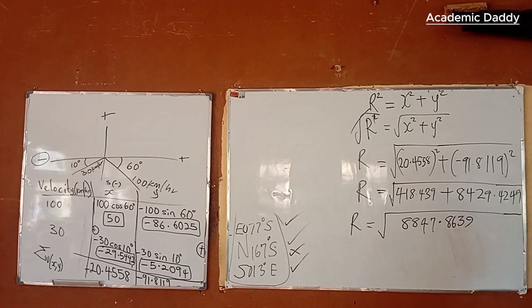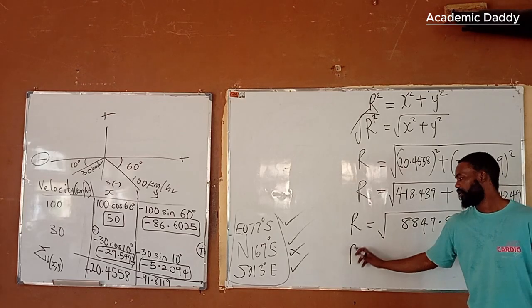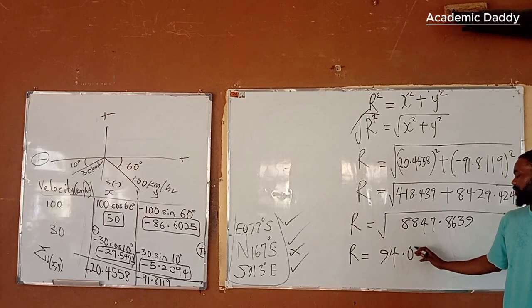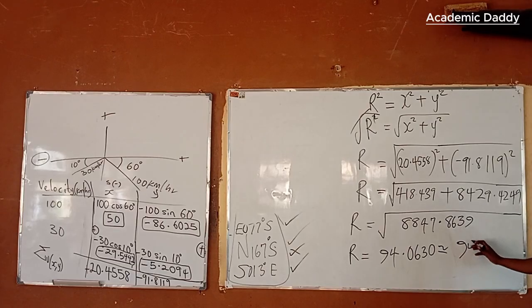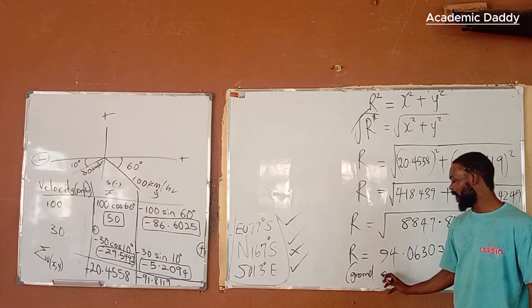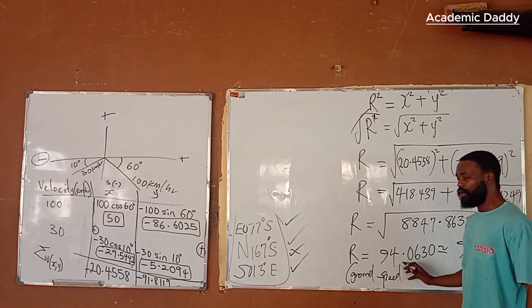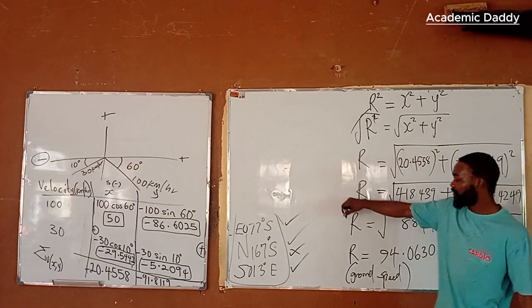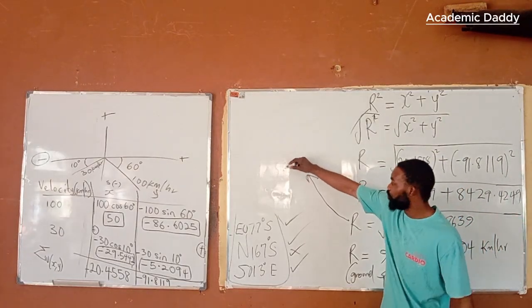0.39 like this. I'm going to take the square root for me. 94.0630. Okay, which is approximately 94. Hope you know. And remember that what we are dealing with is velocity, Shebi. That means this will be in kilometer per hour. Please, remember I said, anytime they tell you ground speed, they are asking you to use Pythagoras theorem. Can you hear me? Anytime they tell you to find ground speed, what they're asking is to use Pythagoras theorem or to use this thing.